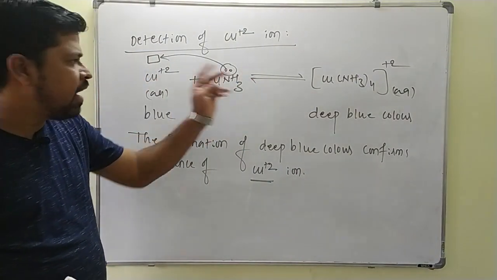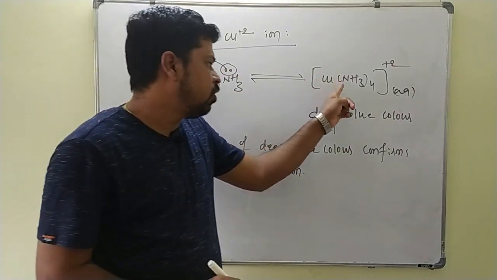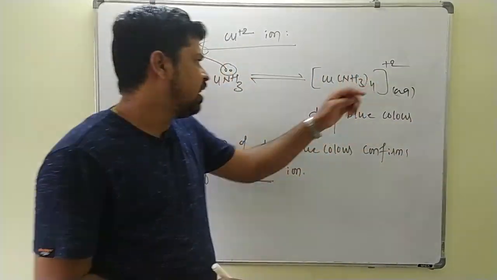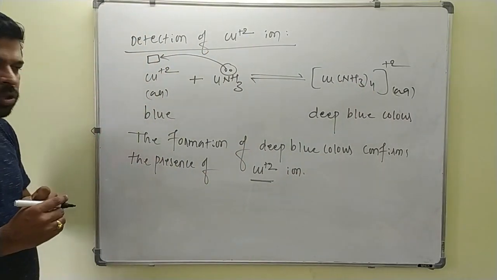After adding ammonia, it will form a complex with ammonia. That complex has a deep blue color. If there is a formation of deep blue color, that confirms what? The presence of copper plus 2 ion.